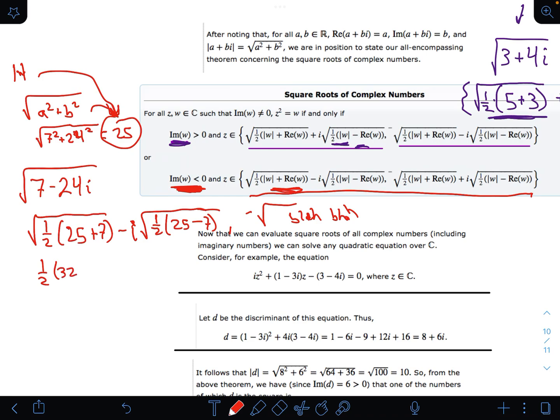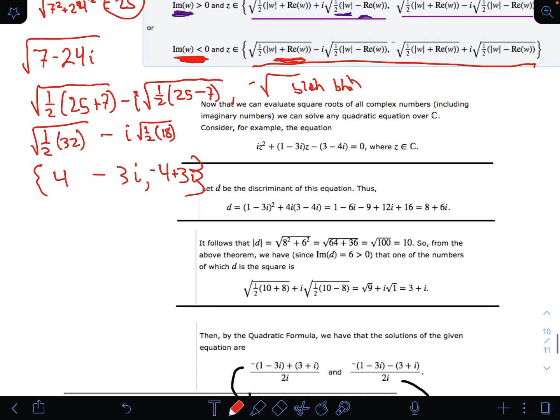1/2 of 32. What's half of 32? Of course, it's 16, so that's going to equal 4. And then I've got minus i times 1/2 of, it looks like 18. 1/2 of 18 is 9. Square root of 9 is 3, so there it is. 4 minus 3i. And then the negative part is just going to be the opposite of that. So it's going to be negative 4 plus 3i. Okay? Hope that's not too bad.